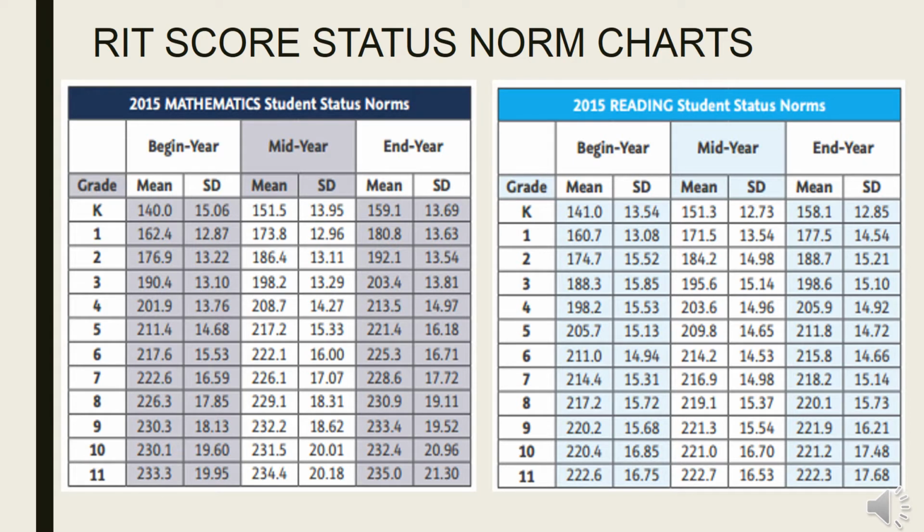So what do the RIT scores look like? We have two different charts: a chart for math and a chart for reading. There's also a RIT band chart for science.